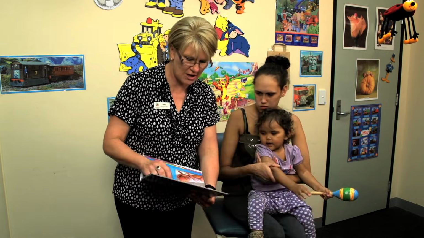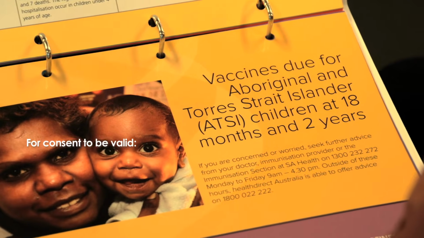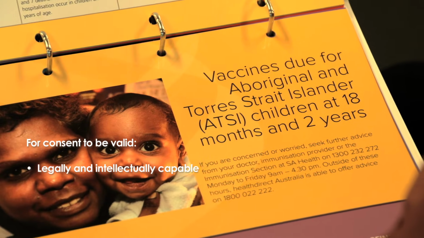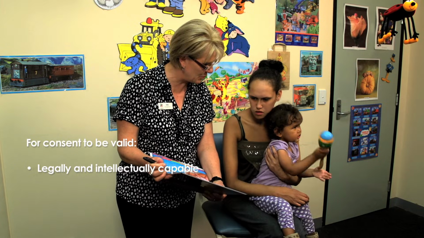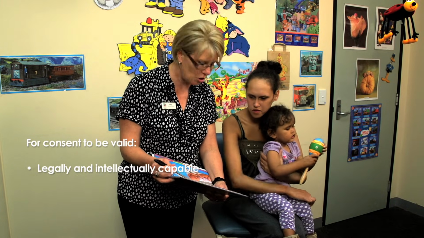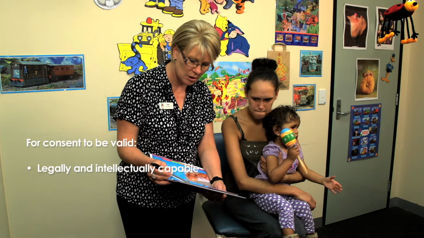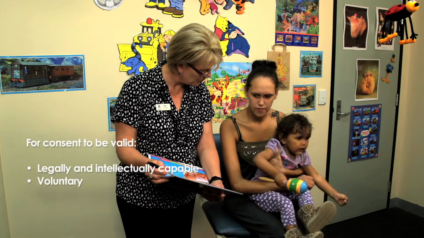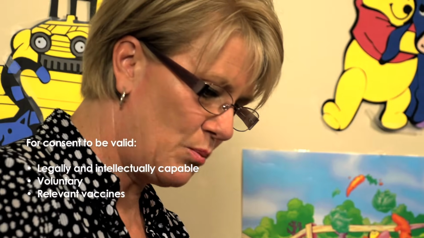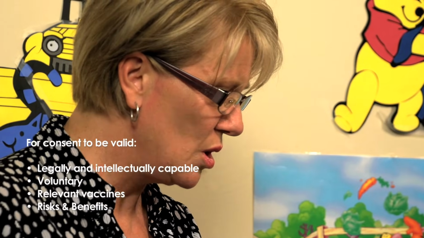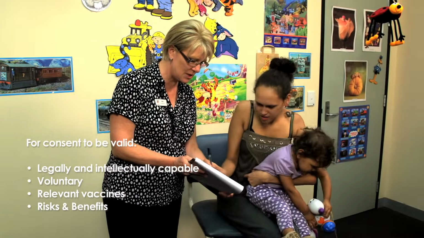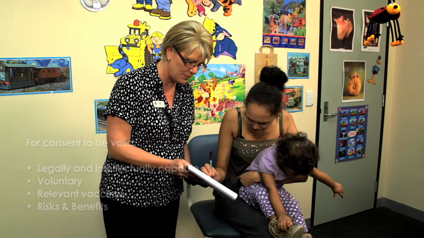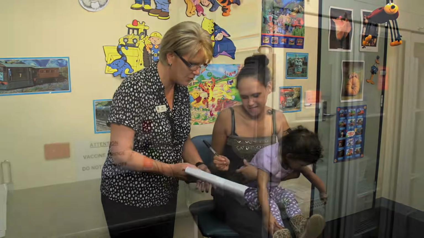As you know, for consent to be legally valid, it must be given by a person with legal capacity and of sufficient intellectual capacity to understand the implications of being vaccinated. Consent must be given voluntarily and given for the specific vaccines to be administered, and can only be given after the risks and benefits of these vaccines have been explained to the individual. You can now prepare the vaccines.